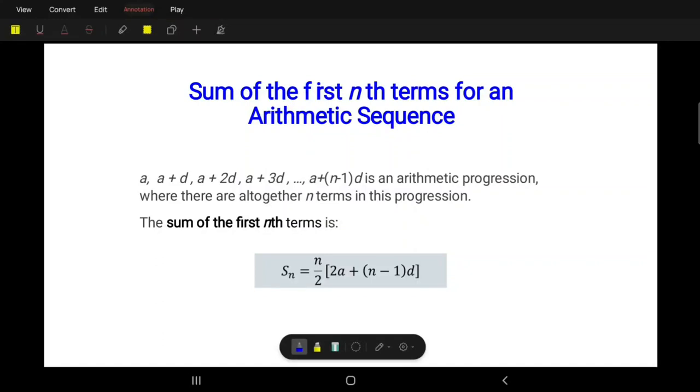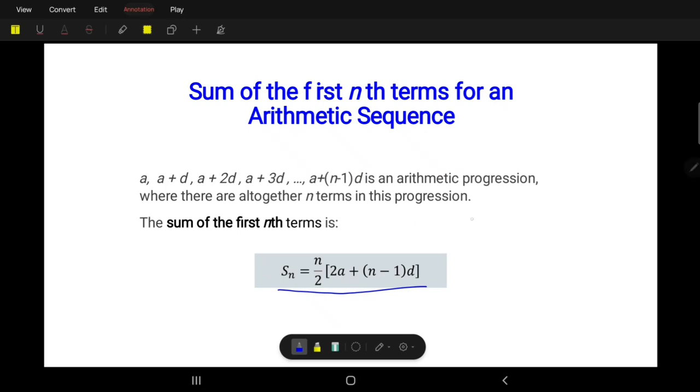Okay, how to find the sum of the first n terms for an arithmetic sequence. To find the sum of the first n terms, we need to use this formula: Sn equals n over 2 times (2a plus (n minus 1)d).